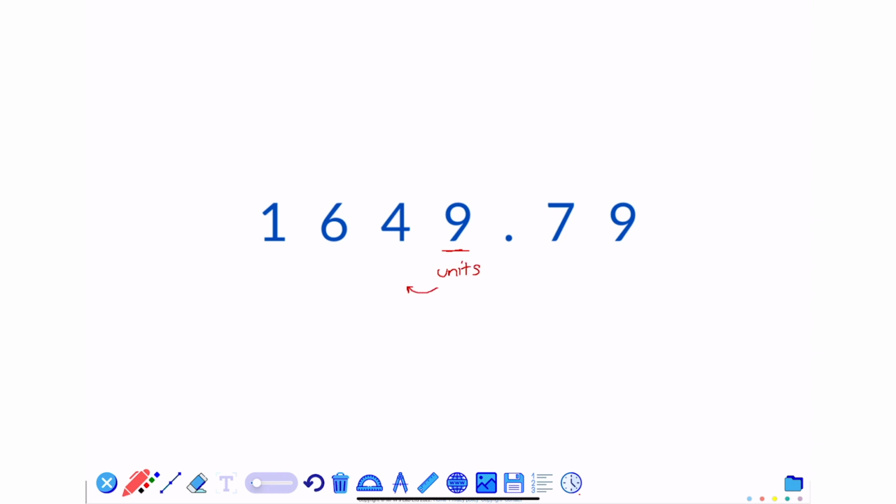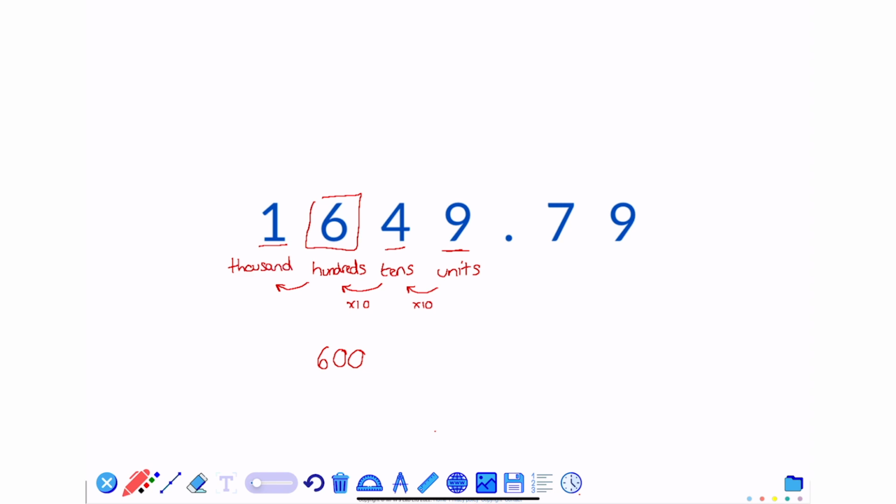Moving one column to the left means that we multiply by 10. So the 4 represents the tens column. Continuing to the left again and multiplying it by 10, we arrive at the hundreds column. So this 6 doesn't just stand for 6, this stands for 600. And multiplying by 10 once again, we move to the 1, which represents 1000.